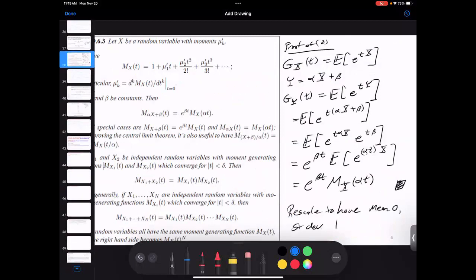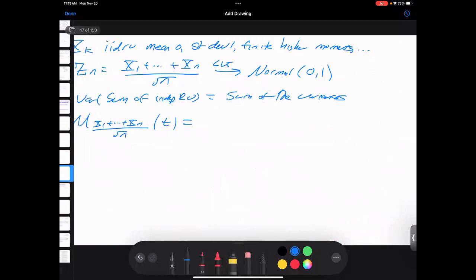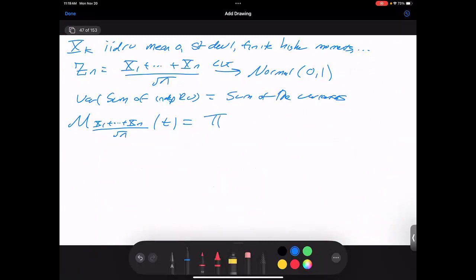So when I use those two facts, this is going to be the product, k goes from 1 to n, of the moment generating function of xk over square root of n at t, because the moment generating function of a sum. And then that's going to become the product, k goes from 1 to n, of the moment generating function of xk at root n times t. And now what's nice about this is if you think about the moment generating function, as t just becomes a little bit away from 0, it's going to be magnified tremendously.